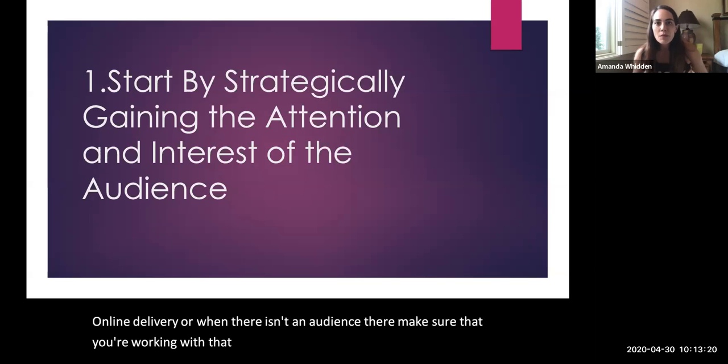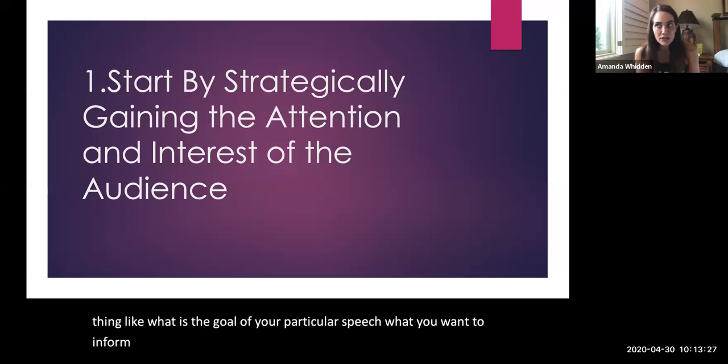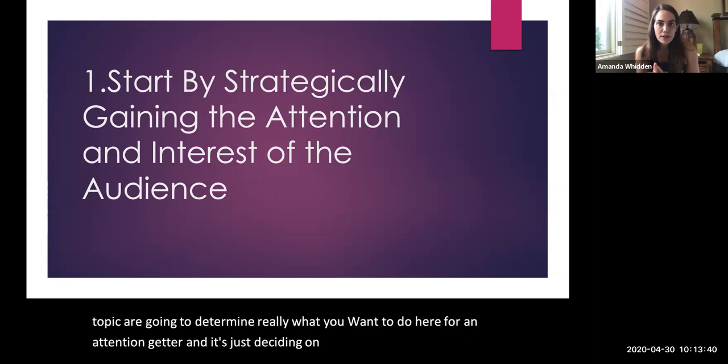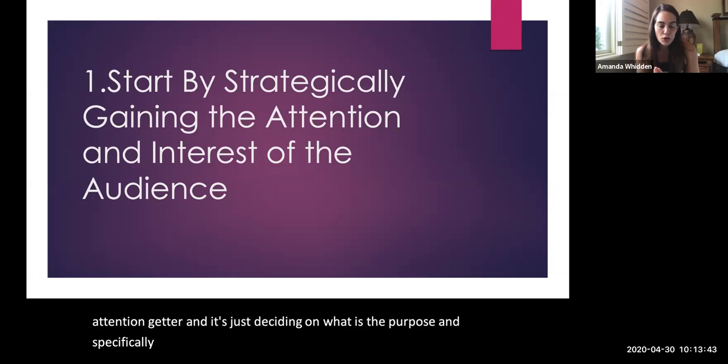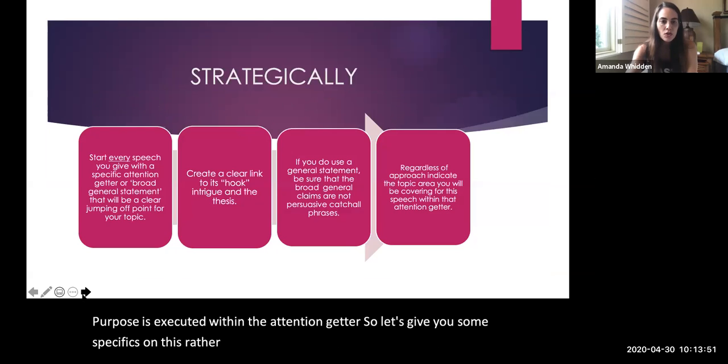But again, what is the most important thing? What is the goal of your particular speech? What do you want to inform them about? And then also, who is them? Your audience and your topic are going to determine really what you want to do here for an attention getter. And it's just deciding on what is the purpose and specifically making sure that that purpose is executed within the attention getter.